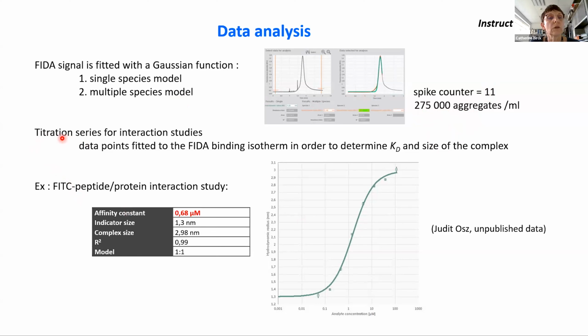For titration, if you perform a titration series for interaction studies, data points are fitted to the FIDA binding isotherm to determine the KD and also the size of the complex. This is an example of a FITC peptide protein interaction that was measured at Instruct France 1 by Judith Hose. And you see that in the curve of the hydrodynamic radius as a function of the analyte concentration, by fitting this curve, you will get the size of the complex, 3 nanometer, and the KD, 0.68 micromolar.